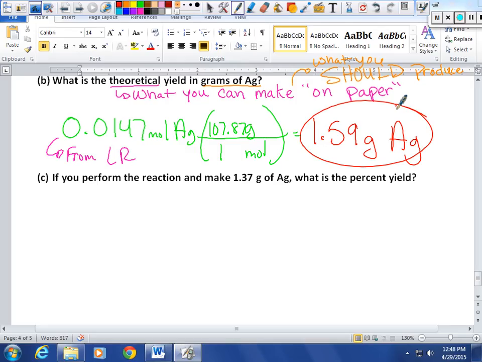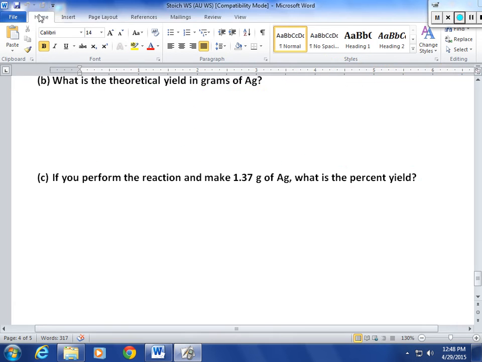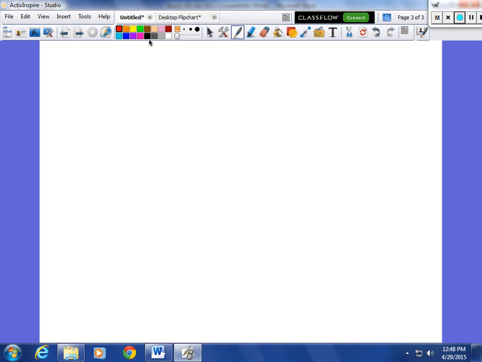But just like in tests, labs aren't always perfect. So C, if you perform the reaction and make 1.37 grams of silver, what is your percent yield? Before I talk about percent yield, I want to talk about something else real quick that ties into it. If we go to the store and they're having a sale, how do they always promote sales? Percent off. What does the basic definition of percent mean?